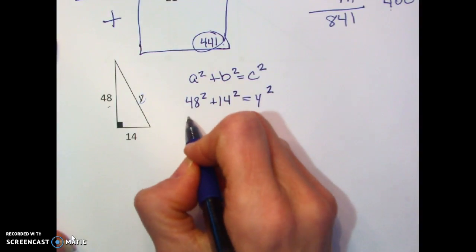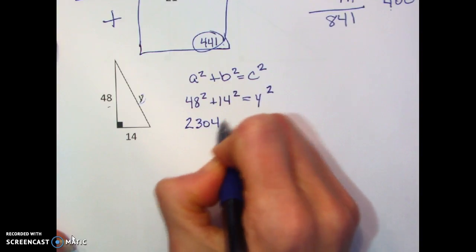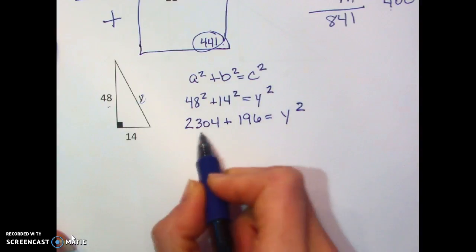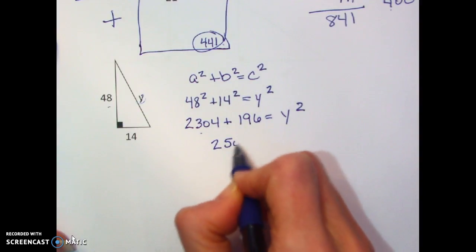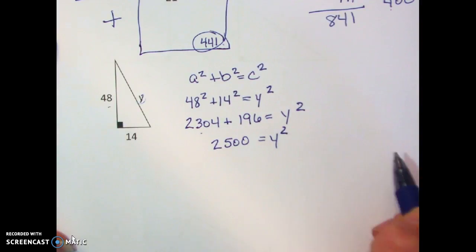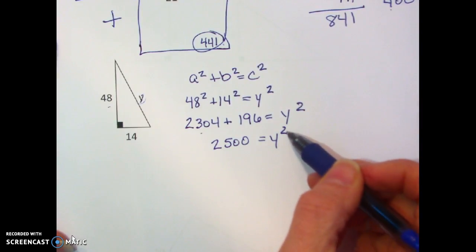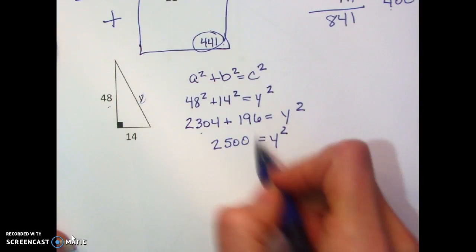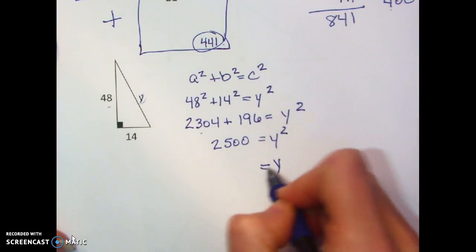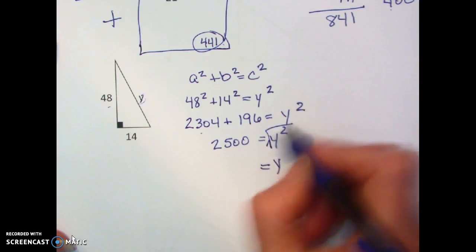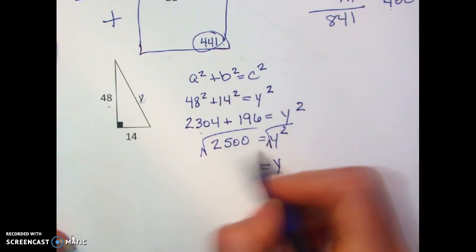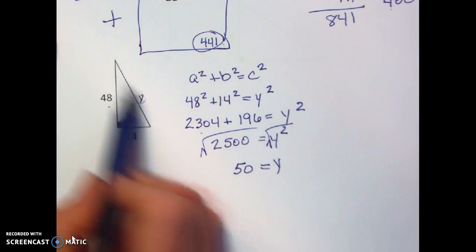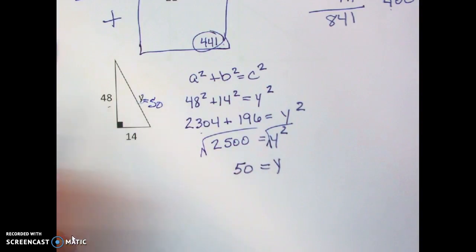So 48 squared is 2,304 and 14 squared is 196. When we add those two together, we get 2,500. And now this is still squared, so that will be the area of the square here. We don't want to know the area of the square in the long run. We want to know just the length of the side, so we have to unsquare it by taking the square root. The square root of 2,500 is 50, so the length of this side here would be 50.